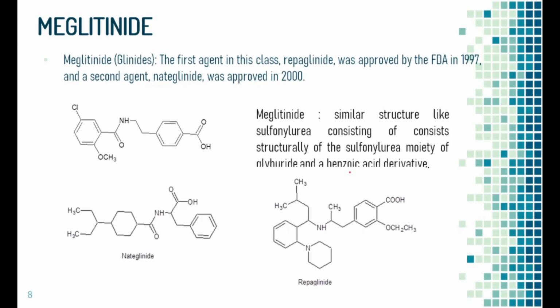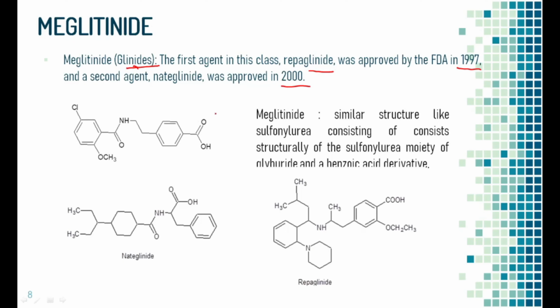Next, coming to the meglitinides, also known as the glinides. The first agent in this class is repaglinide, approved in 1997, and nateglinide, approved in 2000. It is again a non-sulfonylurea drug used for the treatment of type 2 diabetes.